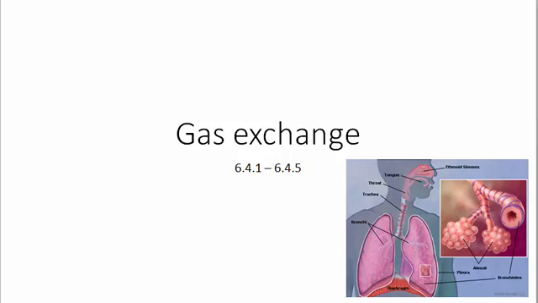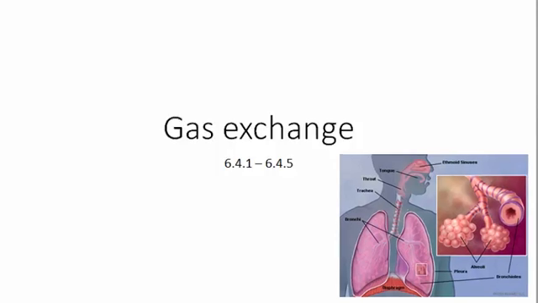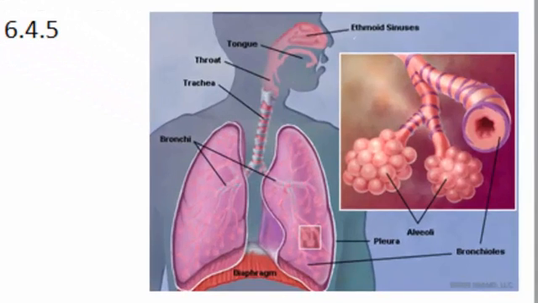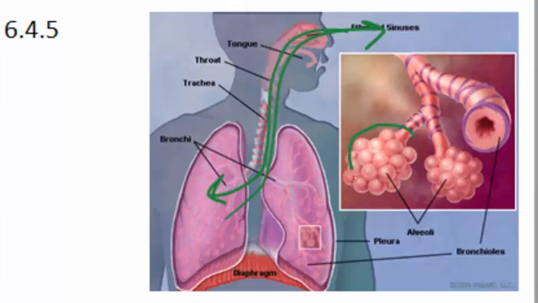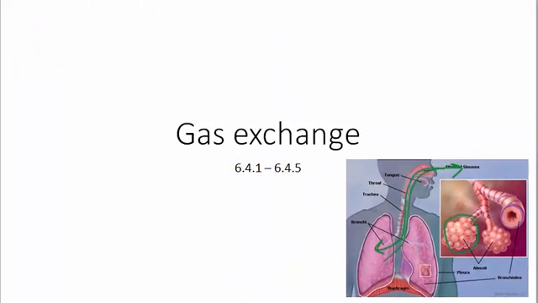Hi class, in this video I'm going to talk to you about gas exchange, which is assessment statements 641 through 645. We're going to be talking about the structure of the lung, how air, primarily oxygen, gets into the lungs, how carbon dioxide is removed from the lungs, and these structures called alveoli, which are important for oxygen and carbon dioxide diffusion into the bloodstream and out of the bloodstream.